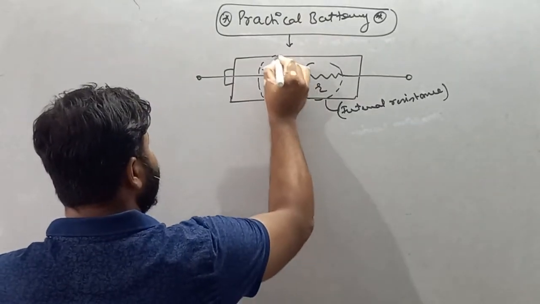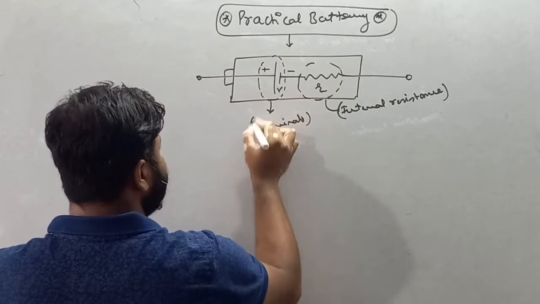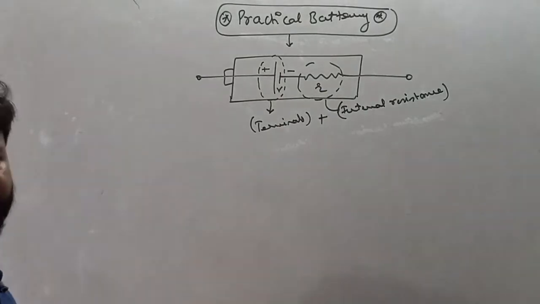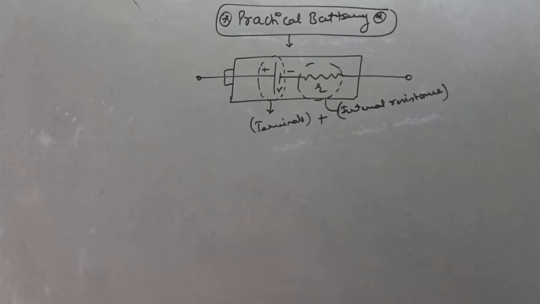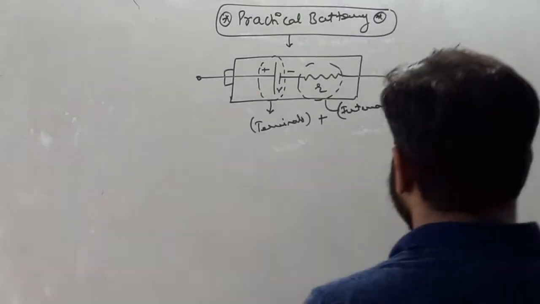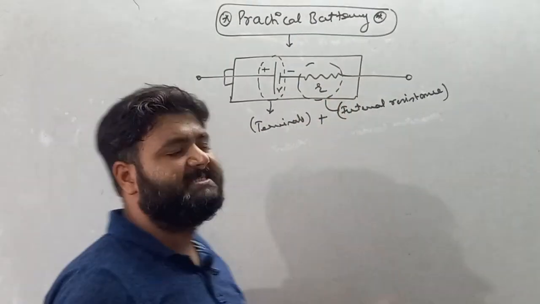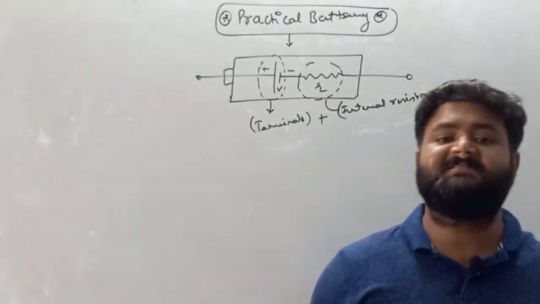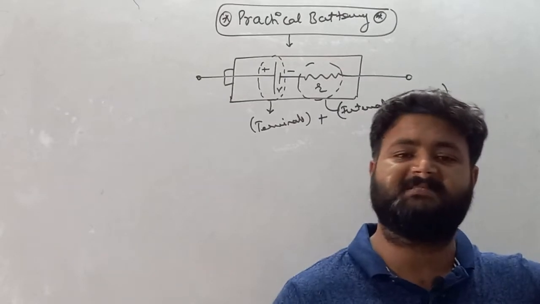Similarly, these two terminals, positive and negative, are called terminals. So if I am talking about a practical battery, then two different things are present. One is the terminals, in which there are two terminals, positive and negative. Positive represents higher potential and negative represents lower potential. Along with the terminals, internal resistance is also there in a practical battery. How is internal resistance created? Internal resistance is created due to the reaction between electrode and electrolyte when the battery is in use.